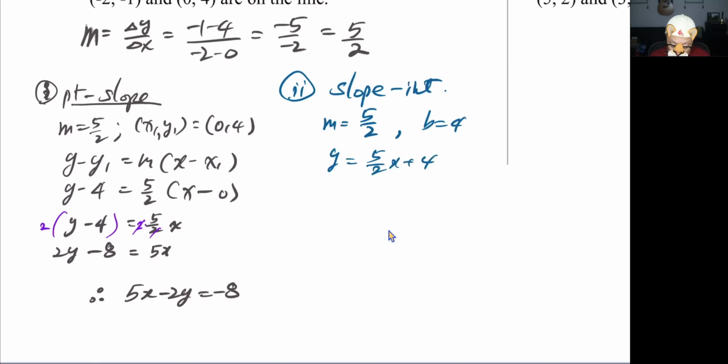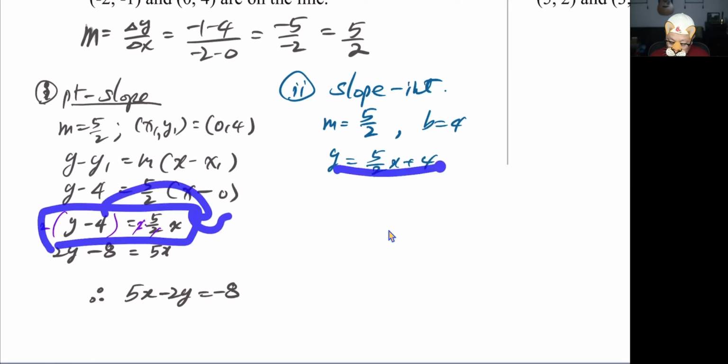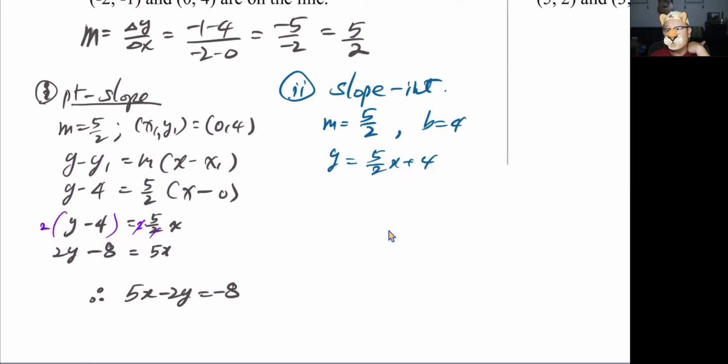And then that is not that much different from this over here, isn't it? I just moved the 4 to the other side. This is what I get. But let's pretend that we didn't recognize that. If you recognize it, great. But let's pretend that we didn't. Let's just put that in parentheses over here. So we're going to do m equal to 5 over 2, and we're going to use the point x1, y1, as 0, 4.